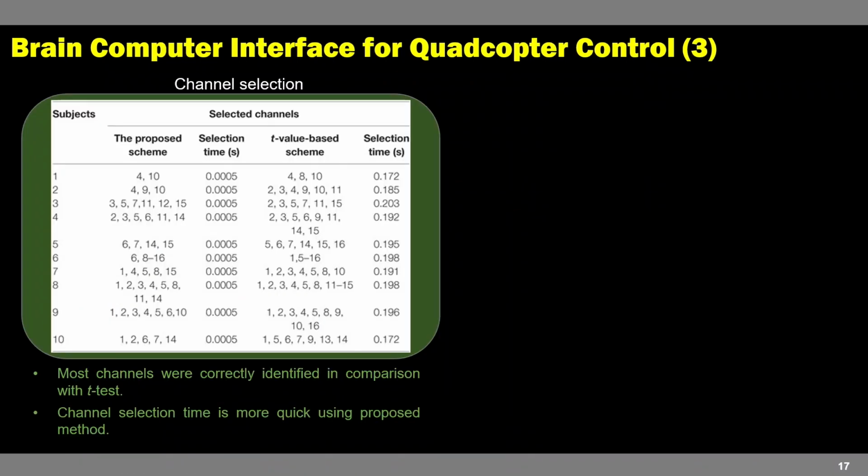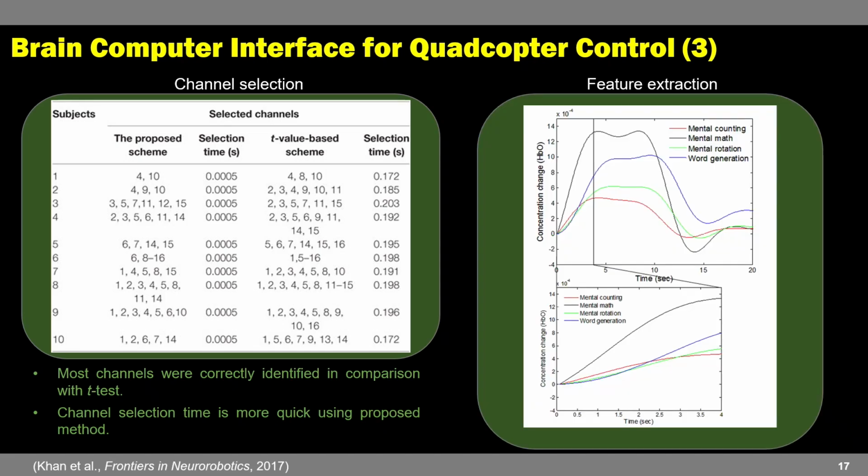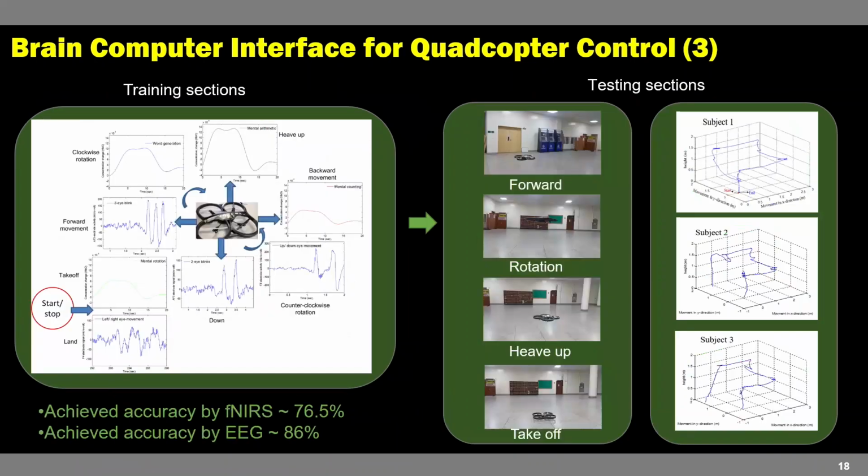So they compare with the t-value method. So they can say not all the channels are selected, maybe only part of them, but the time consumed is reduced a lot. So this is the idea. You can see the right part is the different hemodynamic response. They can distinguish the different tasks in 4 seconds.